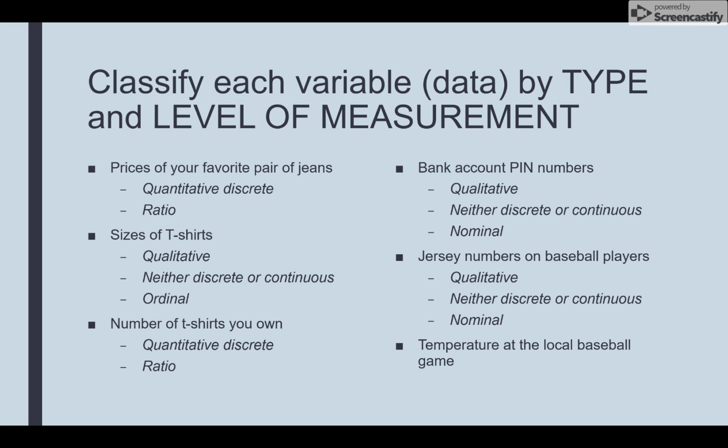The temperature at the local baseball game. Temperature is something we measure, so it's going to be numbers. And since we're measuring, it would be quantitative, continuous, and it's either going to be at the interval or ratio level. Thinking about what 0 means, 0 degrees does not mean no temperature, so it's at the interval level.